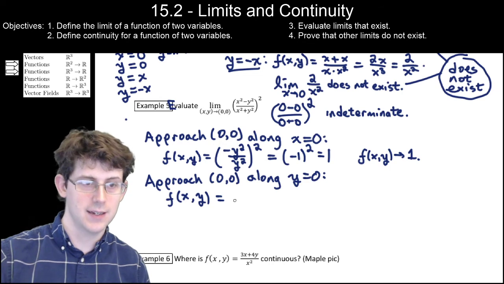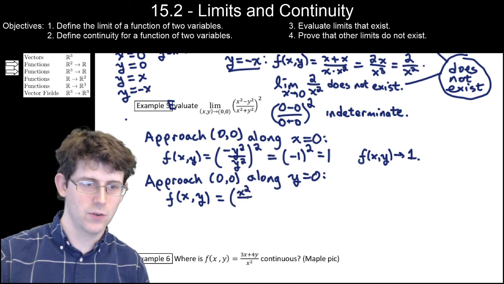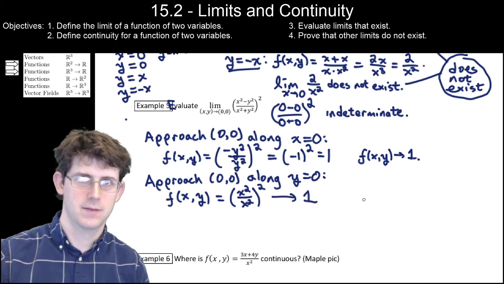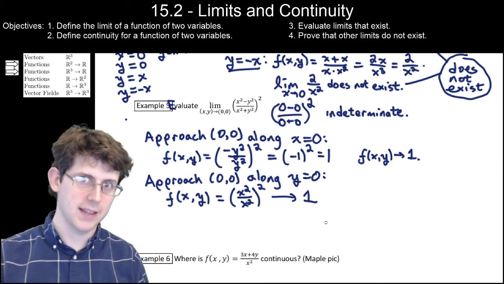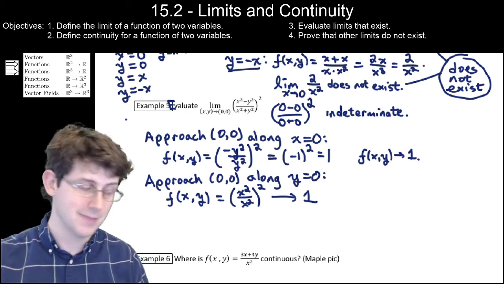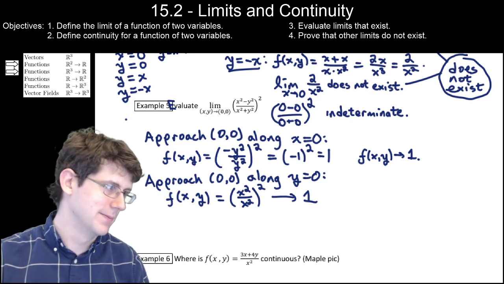Plug in 0 for y. We get x squared over x squared squared, and that also approaches 1. So we got 1 on both paths. So the question is, does that mean the answer is 1? No.